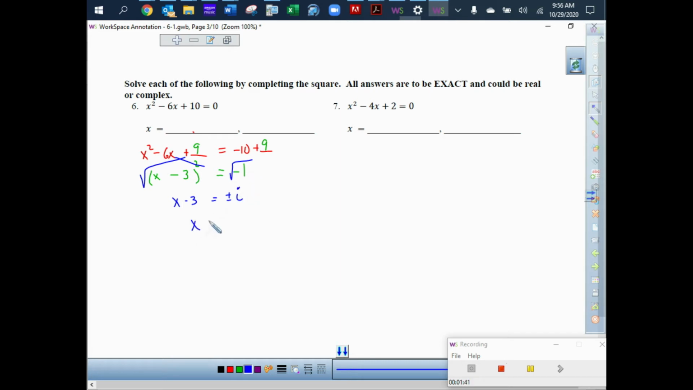And to solve for x, it's pretty simple. You just add 3 over. So you get 3 plus or minus i. So there's two answers there. One of them is 3 plus i, and the other one is 3 minus i.